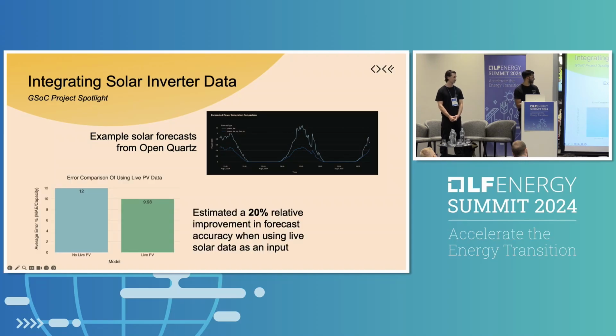In terms of what that means for accuracy, in this graph here, lower means better because it's the mean absolute error percentage. We've seen a 20% relative improvement if you're using live data in your input versus not using it. So it's been a really beneficial project for us to have Aryan working on this, and he's done some brilliant work. And we're very happy with Google Summer of Code, so do check it out if you're interested in getting more contributors to your open source projects.